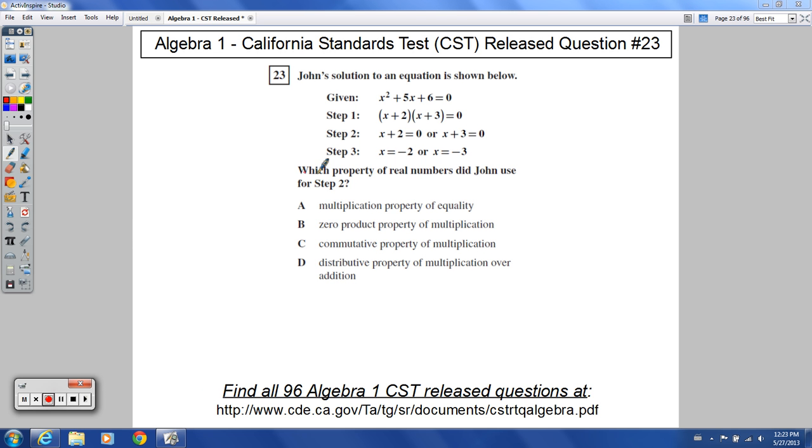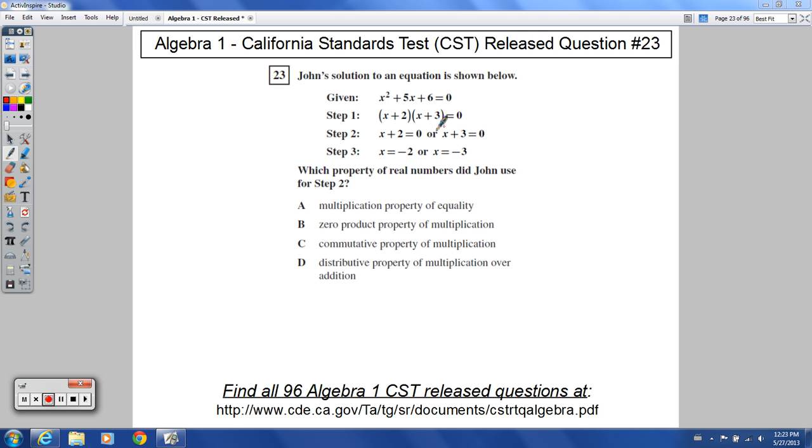Welcome everybody to Algebra 1 CST release question number 23. It says John's solution to an equation is shown below. So we're given this. Looks like he factored it out, so it's time to start some factoring here with these questions. First time we've seen that in any of these CST questions.